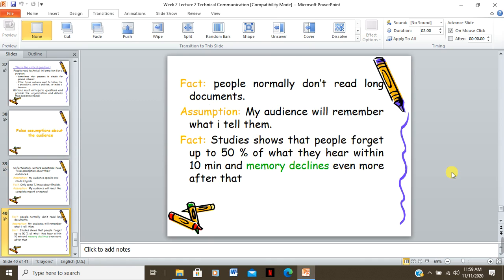Assumption: my audience will remember what I tell them. On the basis of this assumption, that my audience will remember whatever I'm going to write or tell them, is wrong, because our memory span is so poor that whatever we hear, we lose 50% of it in 10 minutes. So our memory decline is the main cause, and we must remember this as well while we are talking.